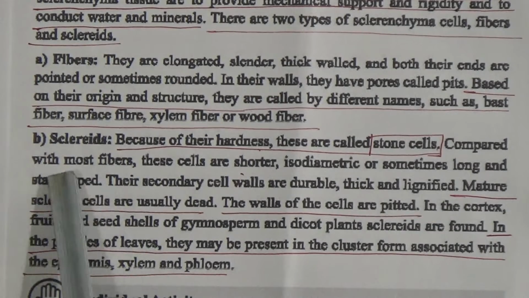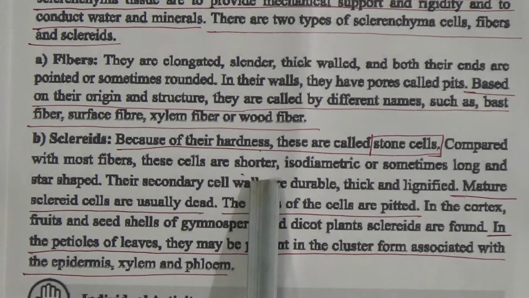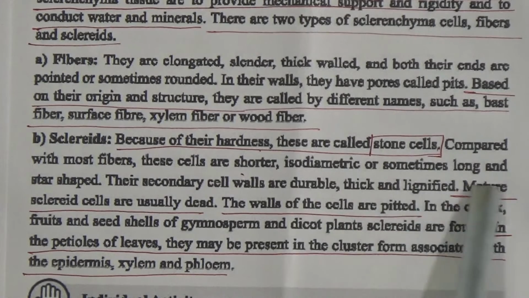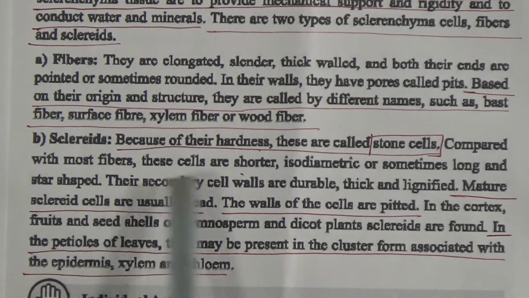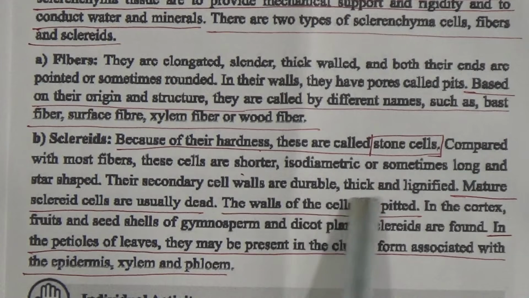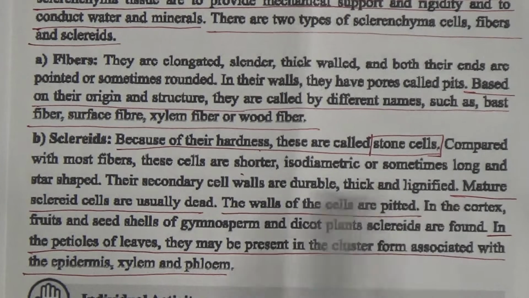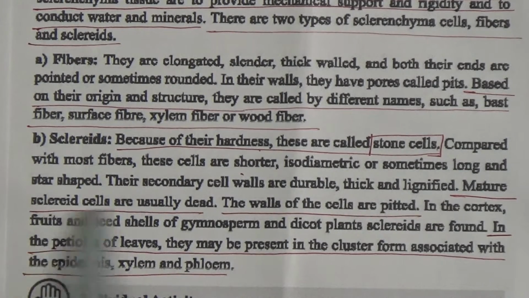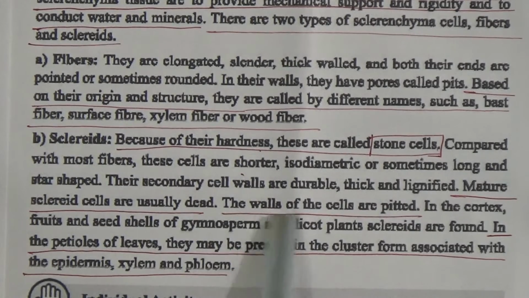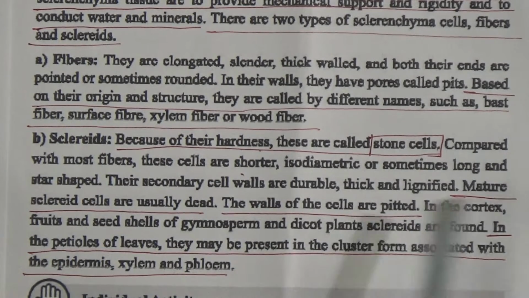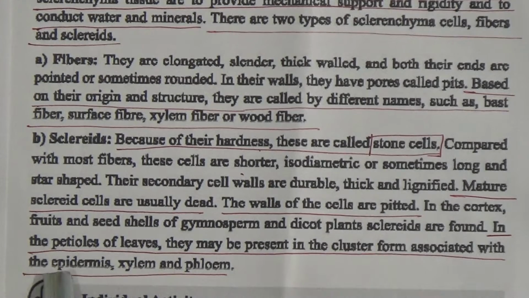Compared with most fibers, these cells are shorter, isodiametric, or sometimes long and star-shaped. Their secondary cell walls are durable, thick, and lignified. Mature sclereid cells are usually dead. The walls of the cells are pitted. In the petioles of the leaves, they may be present in cluster form associated with the epidermis, xylem and phloem. They are situated with xylem and phloem. Now, complex tissue.